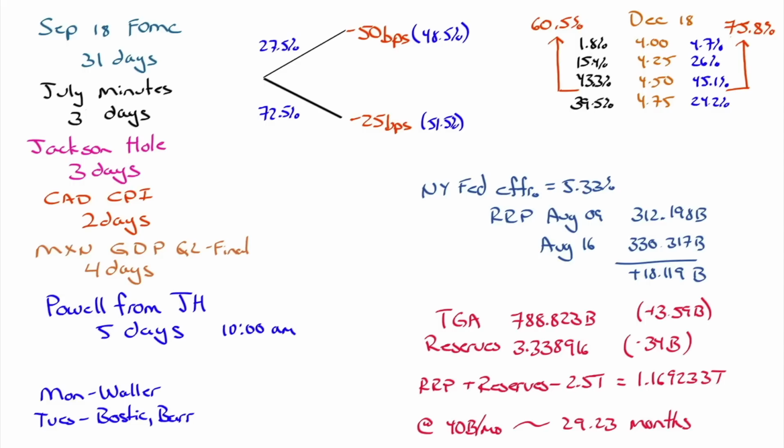September 18th, FOMC, 31 days away. We get the minutes from July in 3 days. That'll be an interesting read. Heading out to September 18th, what do we have? 25 basis points, almost 3/4 probability on that. 72.5, 50 basis points, 27.5. That's really increased, 72.5 from 51. The week before it was even odds. Now it's looking more like it's going to be 25 basis points.